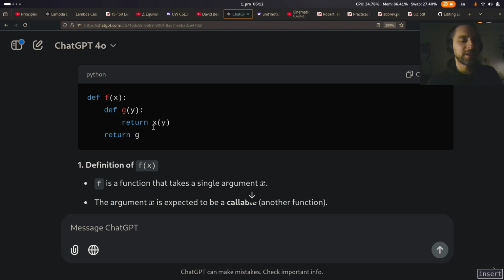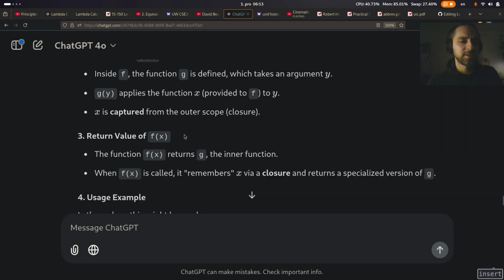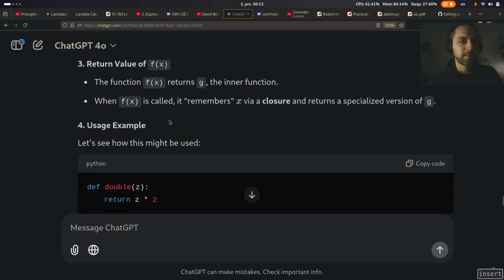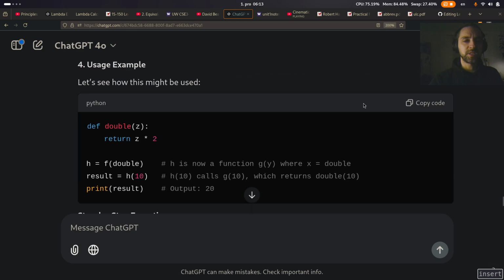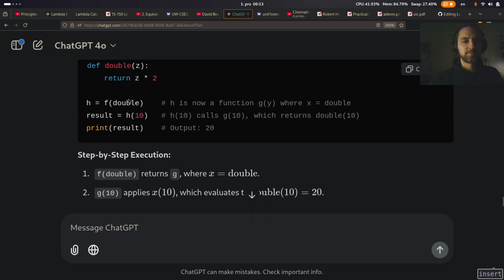Yeah, you could do something like a and b and return a plus b. But what's the second one? It returns g, the inner function. When f of x is called, it remembers x via closure and returns a specialized version of g. h is now a function g of y where x is double. Result: h of 10, double, print output 20.